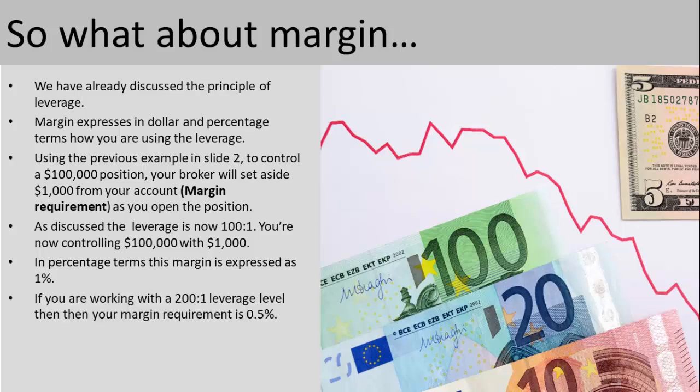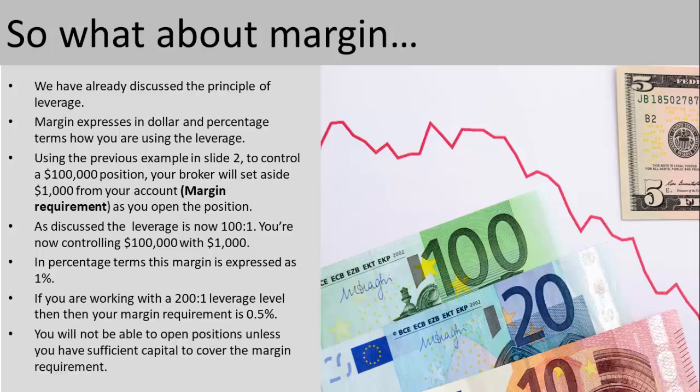It may be possible through an application process to apply for a higher leverage level, for example 200 to 1. If you're working with this 200 to 1 leverage level, then your margin requirement is 0.5%. The bottom line is that you'll not be able to open positions unless you have sufficient capital to cover the margin requirement. So therefore, if you want to open $100,000 and don't have $1,000 in your account, the system won't let you open that particular position.